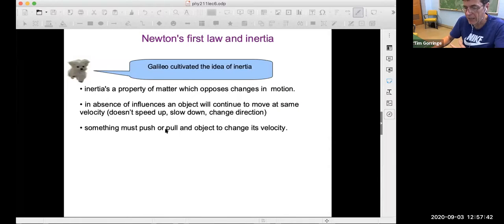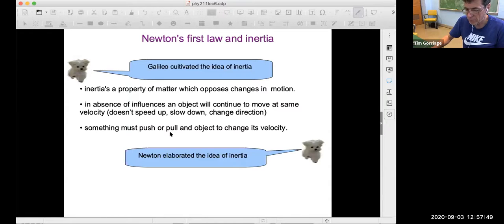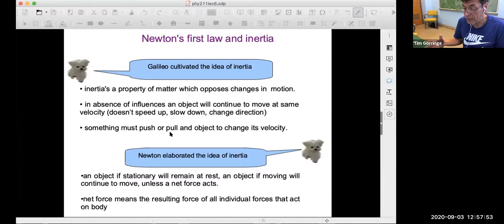And so Galileo really was at the roots of this first law of motion. Newton elaborated on it. He made this clear statement that if an object is stationary, it'll stay stationary. If it's moving, it will stay moving with the same velocity, unless this influence he called a force acts. So that was a more quantitative, more accurate statement. And there's an important point here.